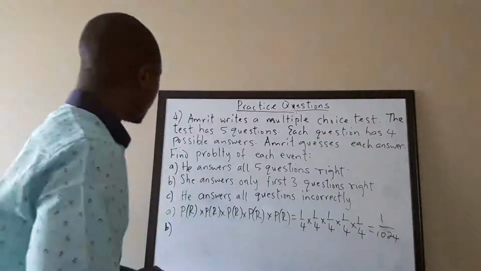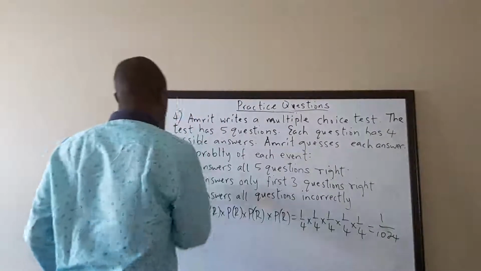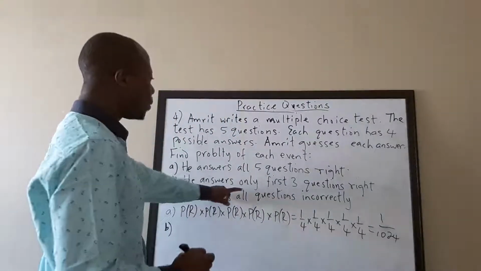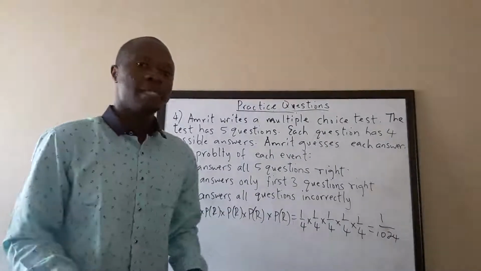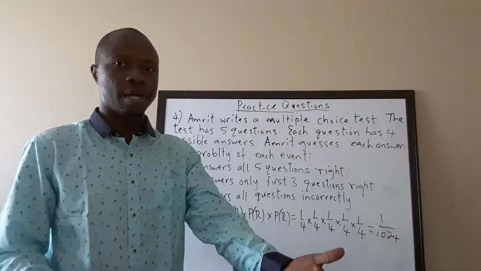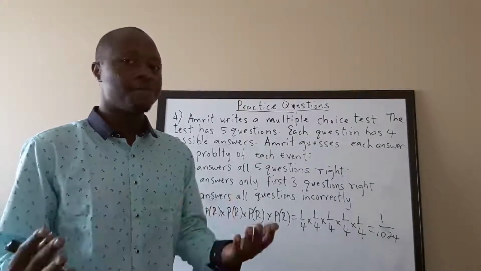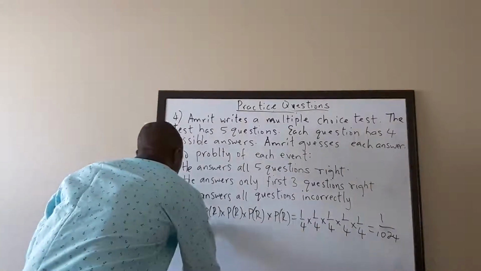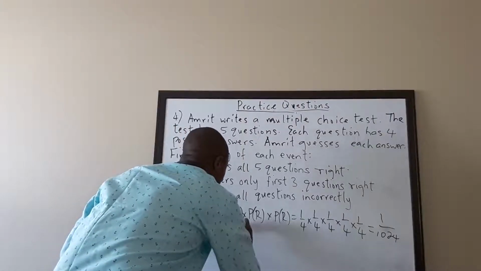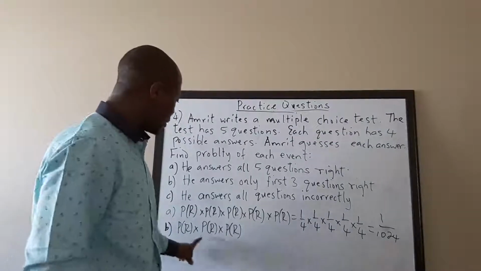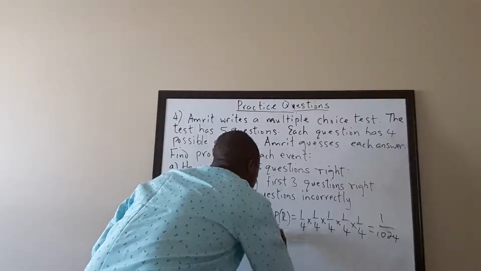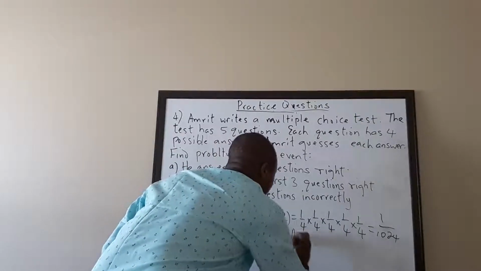Now B. Find the probability that he answers only the first 3 questions right. That means if he's answering the first 3 questions right, then he's answering the last 2 questions wrong, because you have a combination of 5 questions on the test. So that will be P right, and P right, and P right, because remember, anytime it's "and," it's multiplied. But now number 4 is wrong, I'm going to say W. Number 5 is wrong again, W.